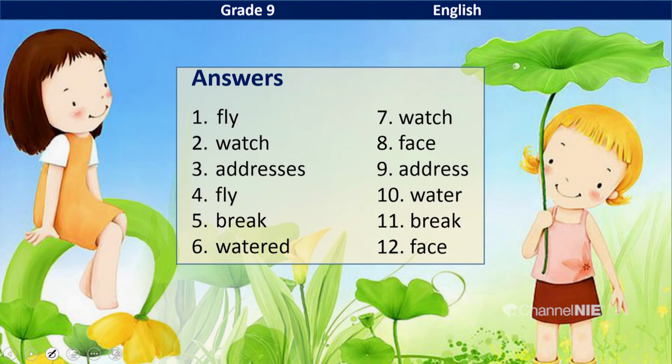Here are the answers. The first sentence blank should be filled with fly. Second one, watch. Third one, addresses. Remember children, you have to make the necessary changes. The word address is there, but the verb addresses should come.